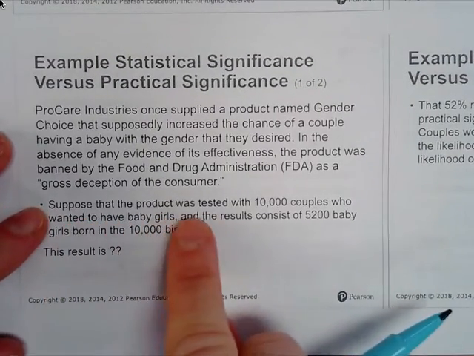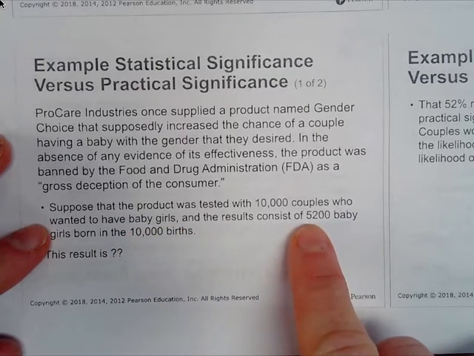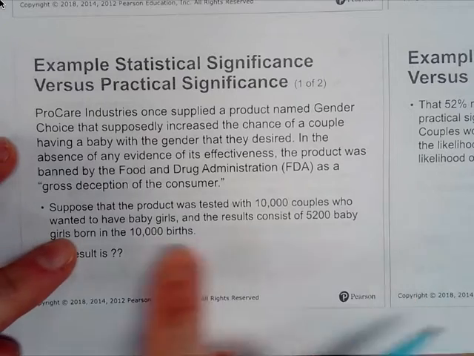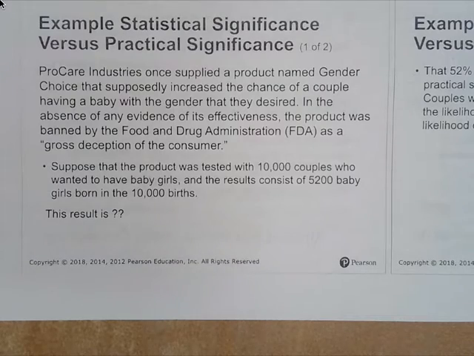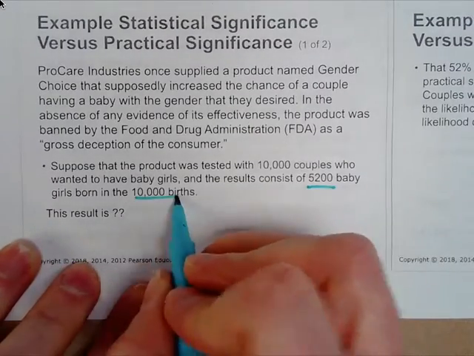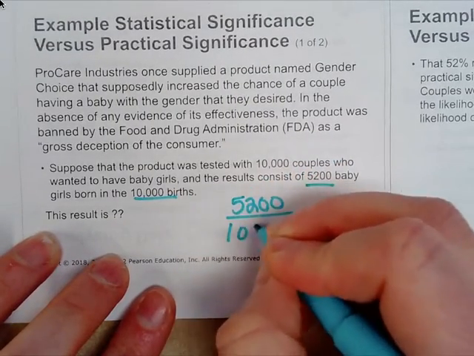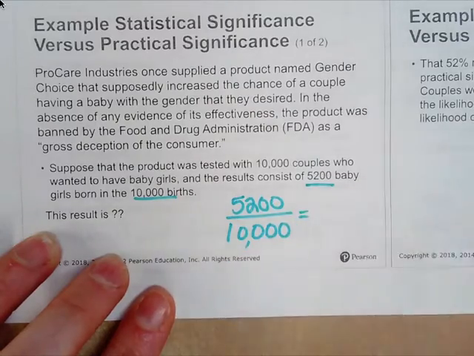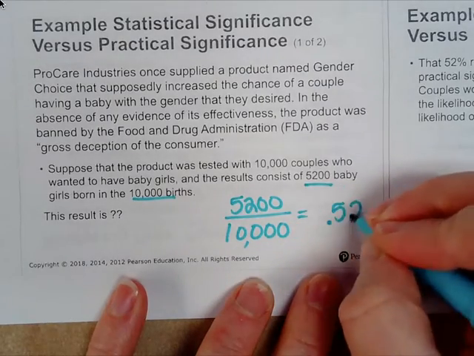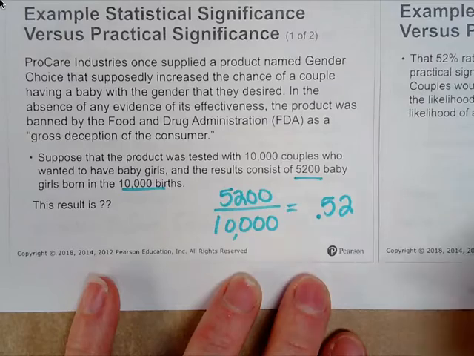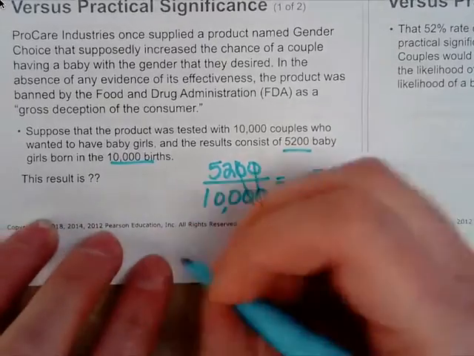So it says, suppose that the product was tested with 10,000 couples who wanted to have baby girls, and the results consisted of 5,200 baby girls born out of the 10,000 births. What do y'all think about that? Reasonable. It is realistic. Let's see. What is that probability? 52%. Yeah, so 52. Because we can do it like that: 52 out of 100. What's the probability just by chance?